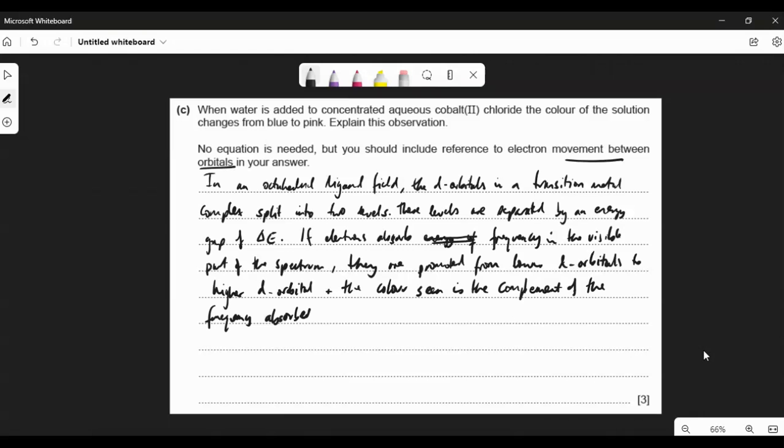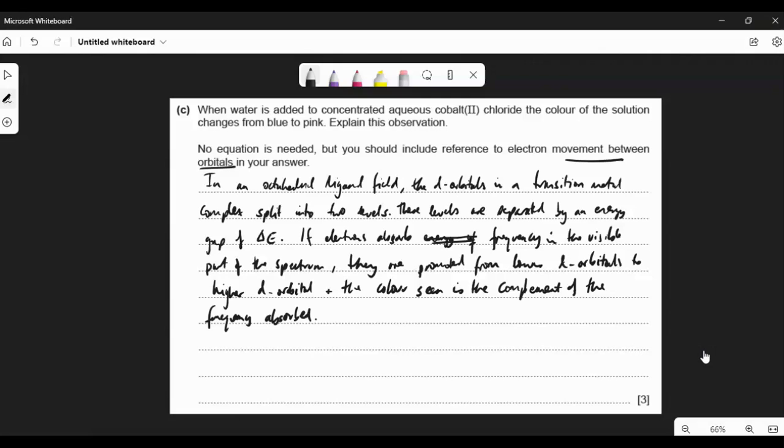Now that's not everything, is there? That will get you probably 2 out of 3. All I've said is, very basically, in an octahedral ligand field, the d orbitals are split into two. Across this gap between the two, electrons can absorb frequencies and are promoted from a lower to a higher orbital.